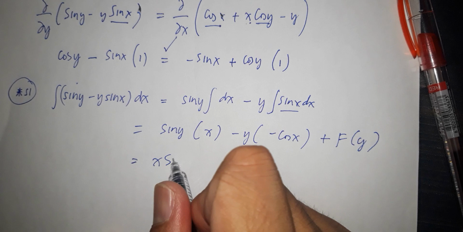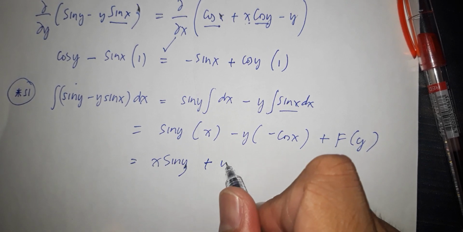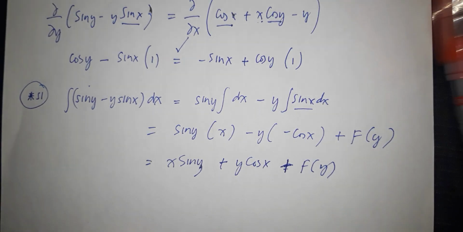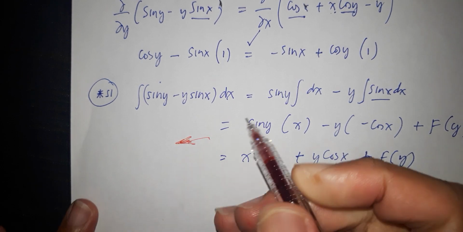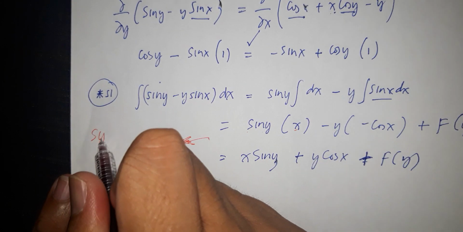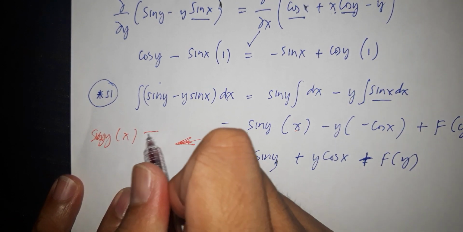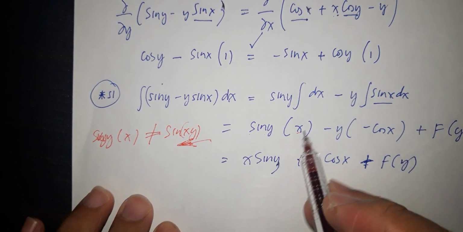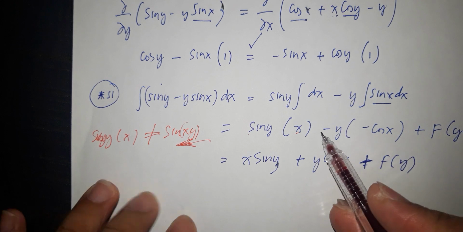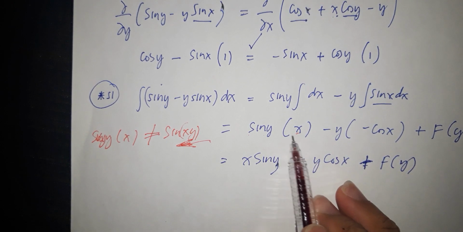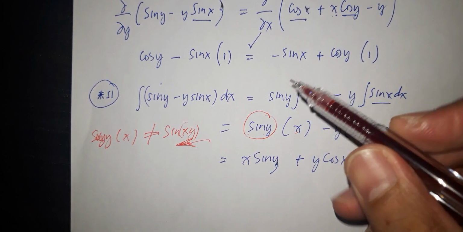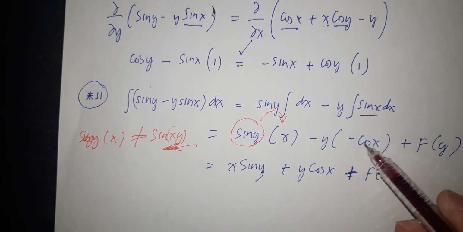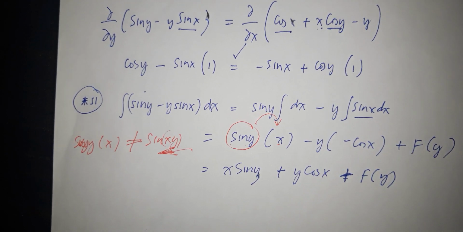So, this gives you x sin y plus y cos x plus a function of y. Please take note that sin y times x is never equal to sin xy. So, do not do that. You do not multiply that x into the angle. That is not allowed. What we do is that the function sin y must be multiplied to the variable x, and the function negative cos x must be multiplied by the variable y.